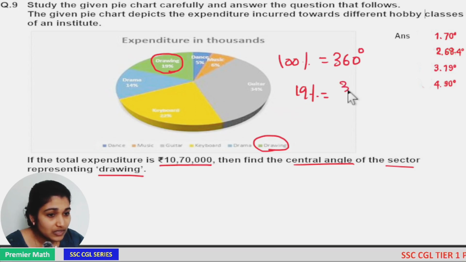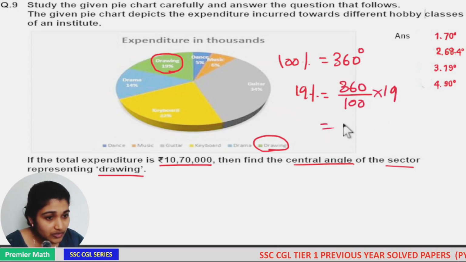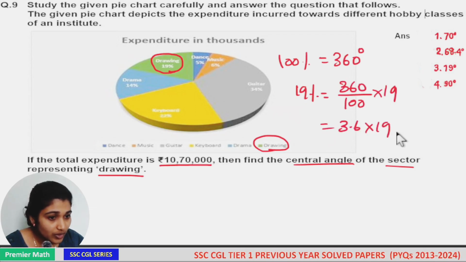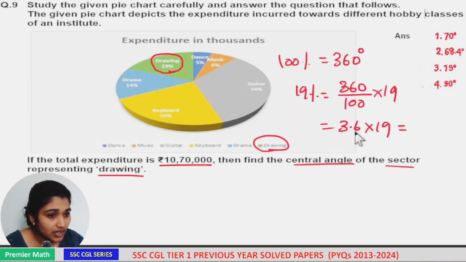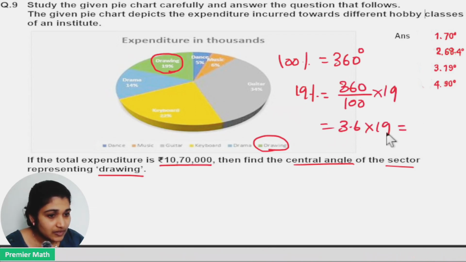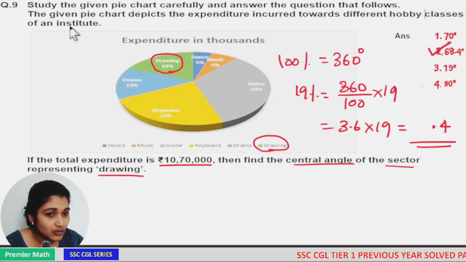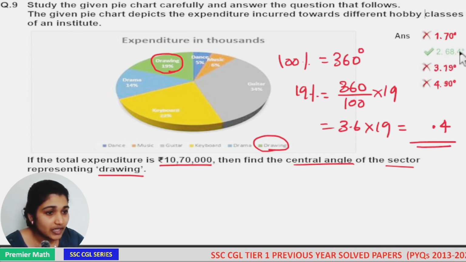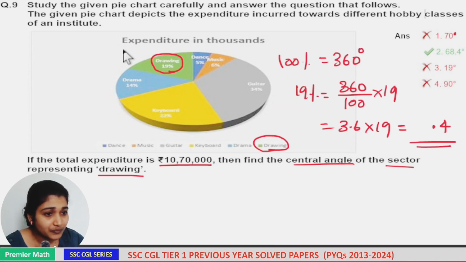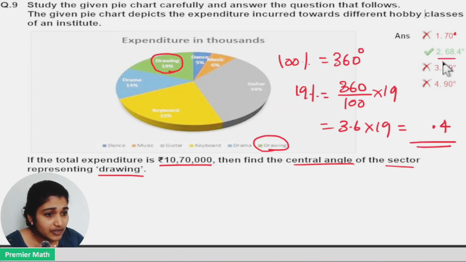So 19% is equal to 360 divided by 100 into 19, which is equal to 3.6 into 19. No need for the calculation. Take the unit digit. Here 6 into 9, 54. So 0.6 into 9 is equal to 5.4, which means here 4 is the last digit. Option 2 is your answer. 68.4 degrees is the angle representing drawing.